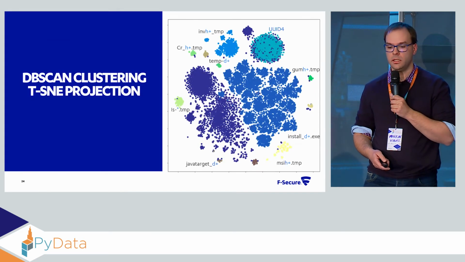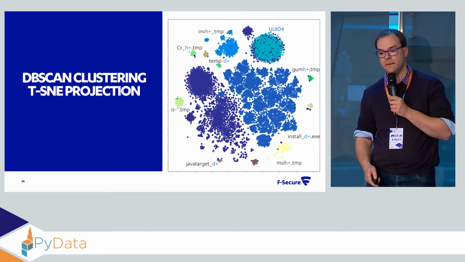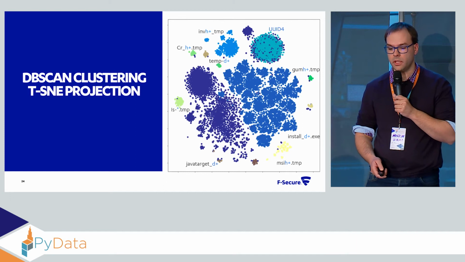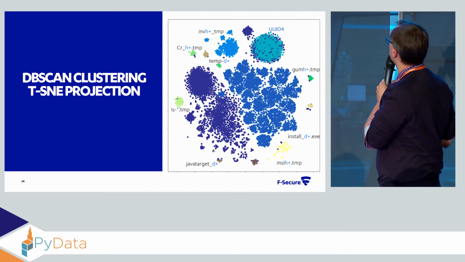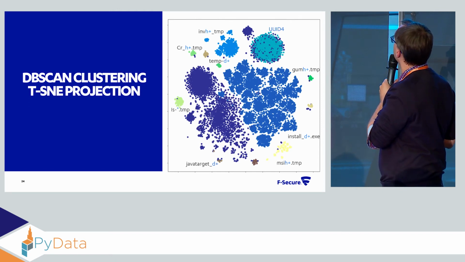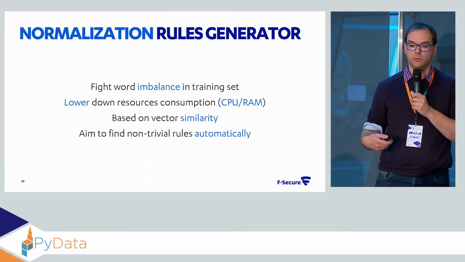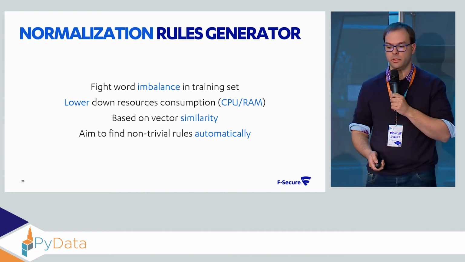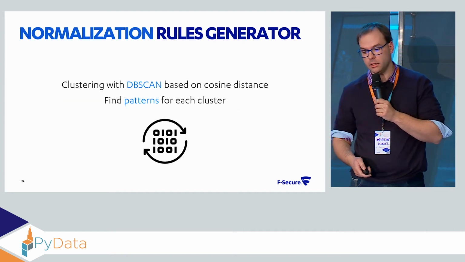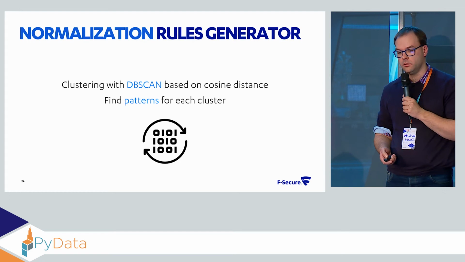So we then look at the clusters. We do DBSCAN clustering and project it with t-SNE. So you can see the big clusters of some temp directories or the MSI, as I already showed you, some Java underscore digits, UUIDs, and so on. We then try to generate normalization rules, or regex rules, to minimize the vocabulary size. And as I already told you, we did the DBSCAN with cosine distance and then tried to find patterns.